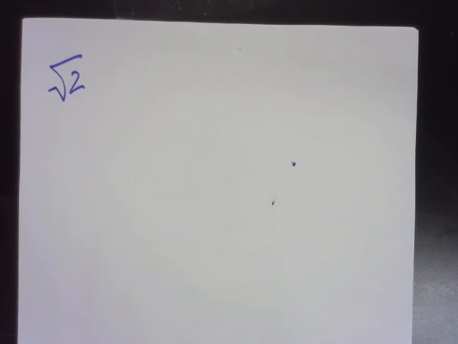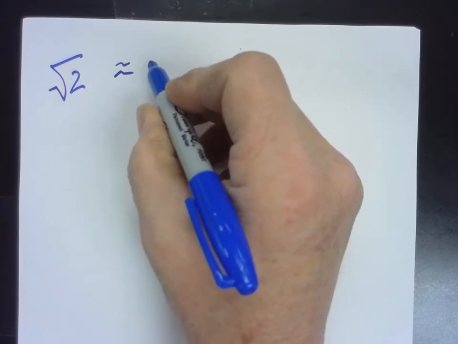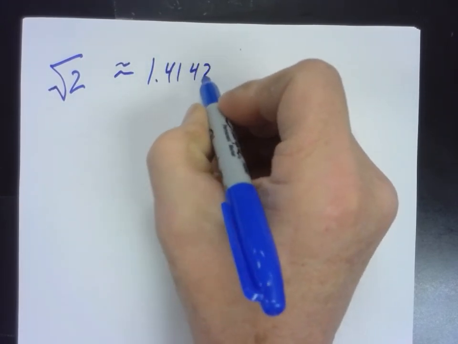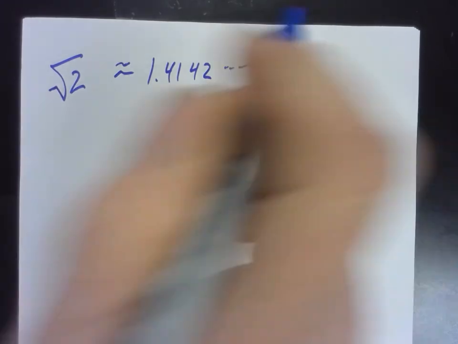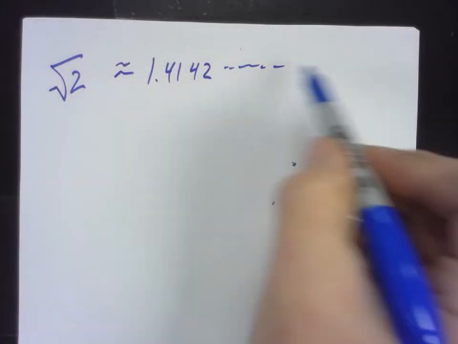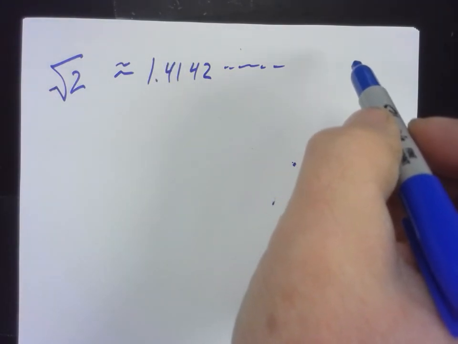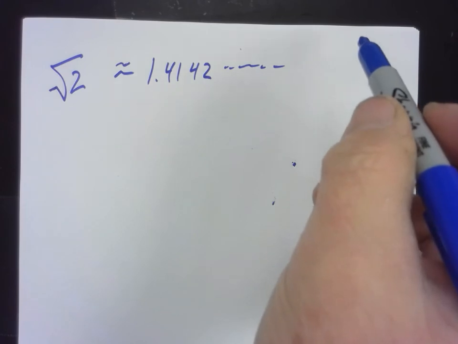Irrational. So that means it's a non-repeating, non-terminating decimal. So it's something like 1.4142 blah blah blah. I don't know the rest of it. I can't write it. I can't write the square root of 2. Why not? Yeah, it never ends. I'd be here forever, wouldn't I?